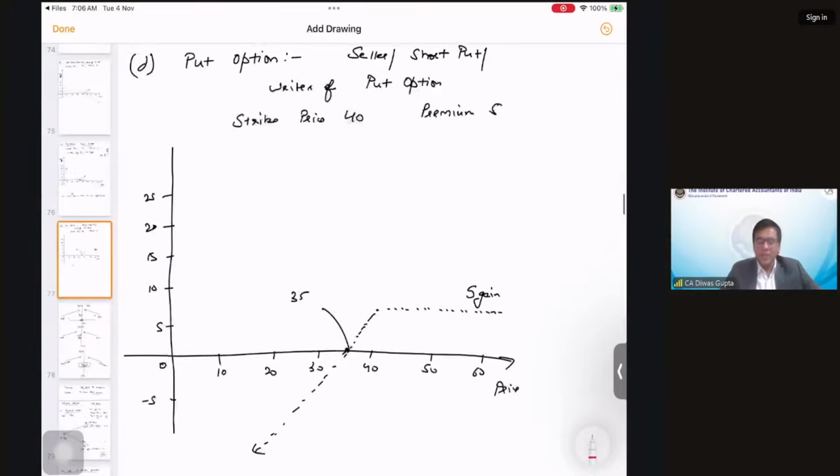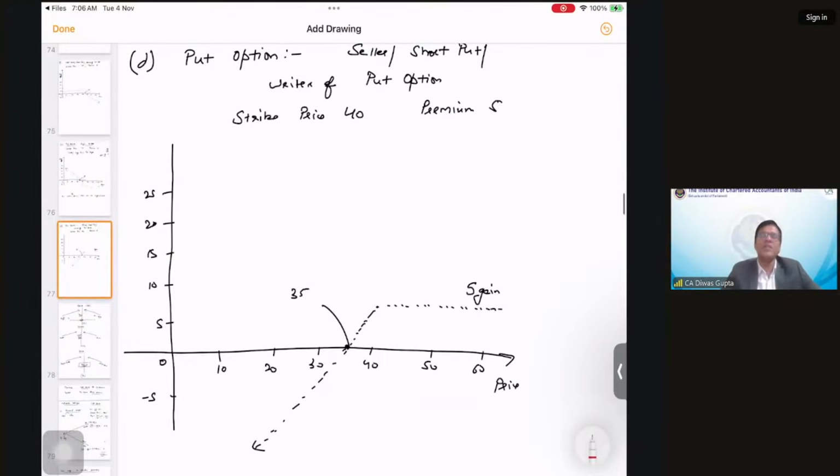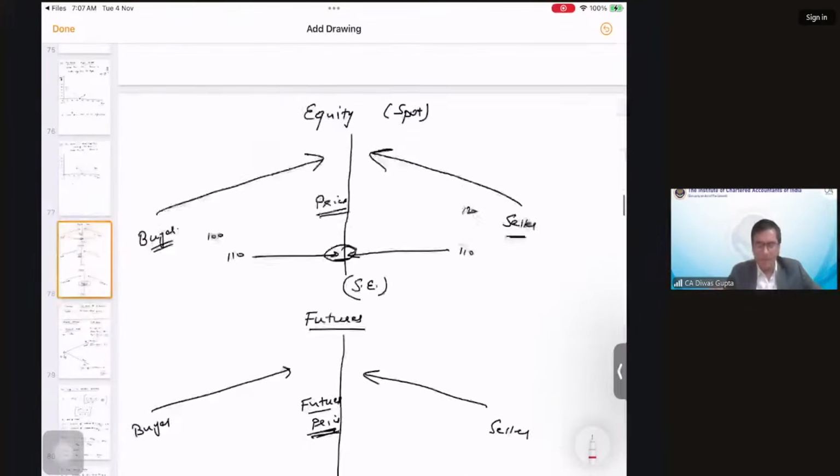So these are the four different situations which denote that for a call option, as the price increases, the gain for the option holder increases and the loss for the option seller also increases. Whereas in the case of a put option, as the price decreases, the gain for the put option holder increases and the loss for the put option seller also increases. I hope this is clear, students.